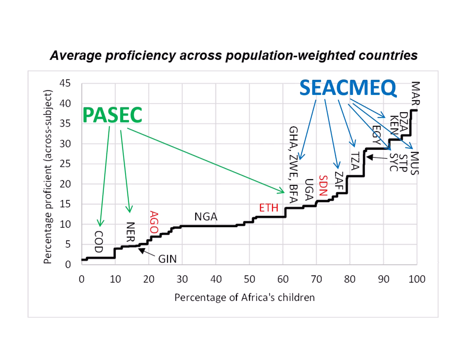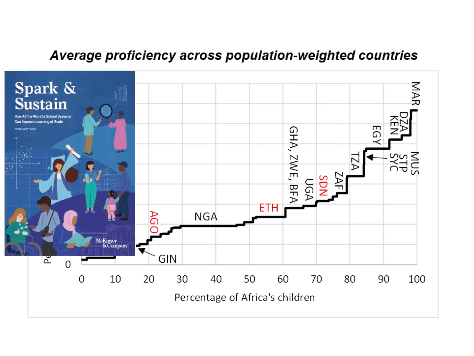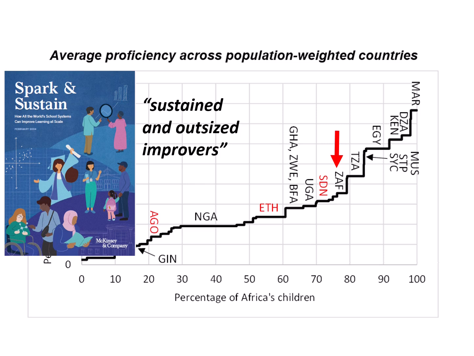Improvement is certainly possible in Africa. The 2024 McKinsey report on global education referred to 3 developing countries in the world, which they called sustained and outsized improvers, based on trends seen in international testing programs. One country was Peru, the other 2 African, South Africa and Morocco.